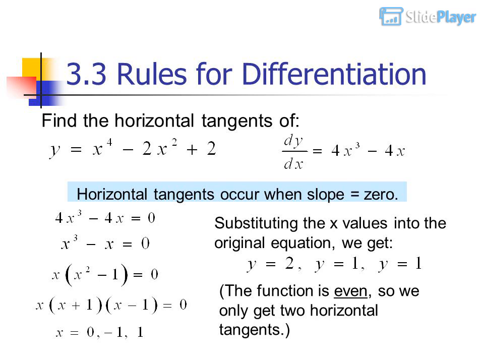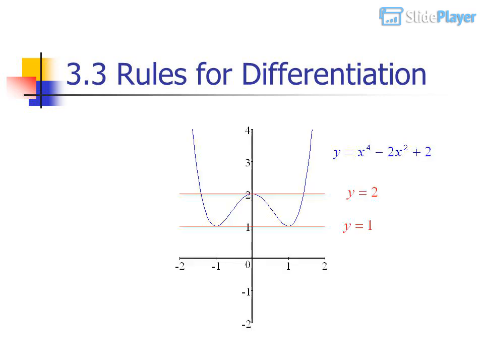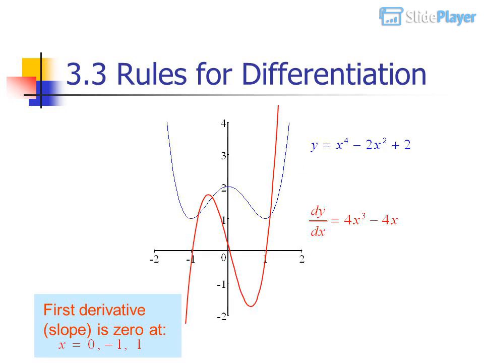Find the horizontal tangents. Horizontal tangents occur when slope equals 0. Substituting the x values into the original equation, we get the y values. The function is even, so we only get 2 horizontal tangents. The first derivative, the slope, is 0 at these points.